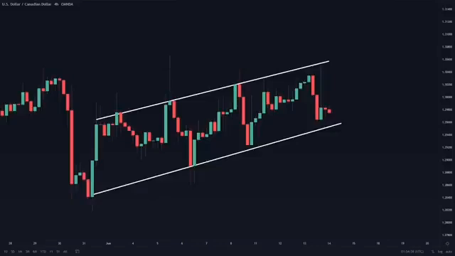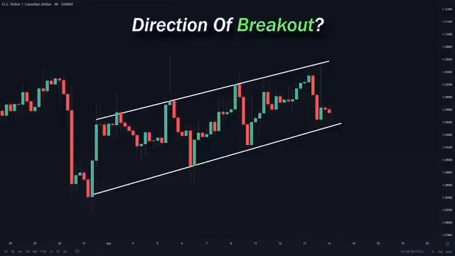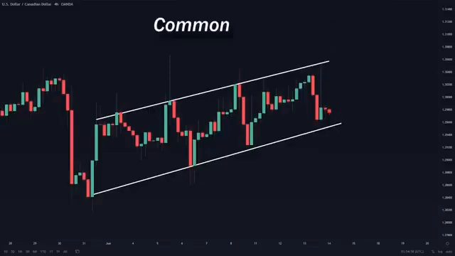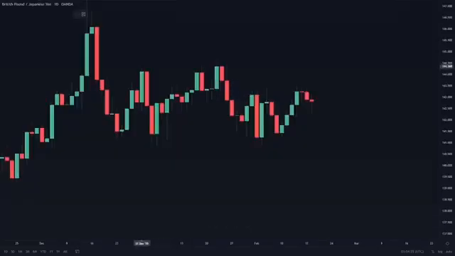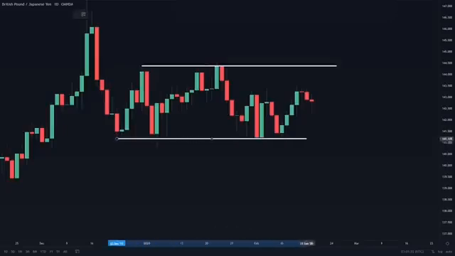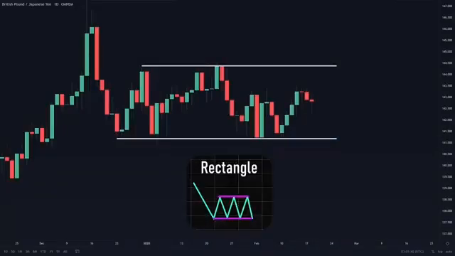Now, once you've identified the consolidation pattern, the next step is predicting the direction of the breakout. Will it happen to the upside or the downside? So a common mistake that traders make is that they immediately take a position at the first breakout that they see. For example, here we spotted both a level of support and a level of resistance, meaning we just found a rectangle pattern.